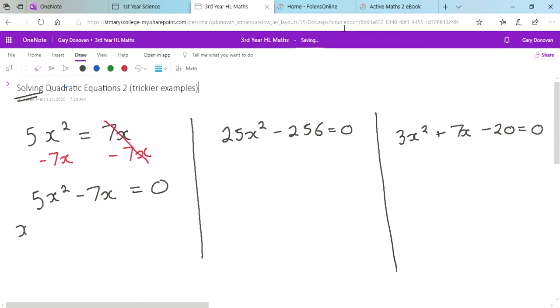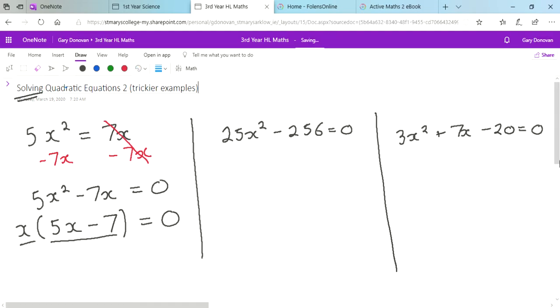And that common factor is just x, because nothing else goes into both 5 and 7. So if we take x out of 5x squared, we're left with 5x. If we take x out of minus 7x, we're left with minus 7. And all that equals 0. Now remember how we solved these, how we finished them. We have some number x multiplied by another number, 5x minus 7, equals 0.